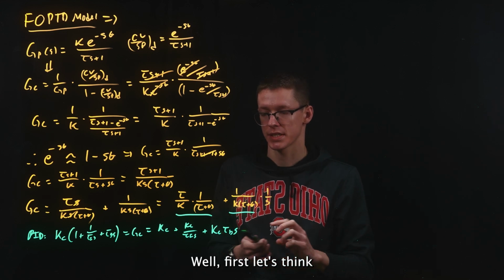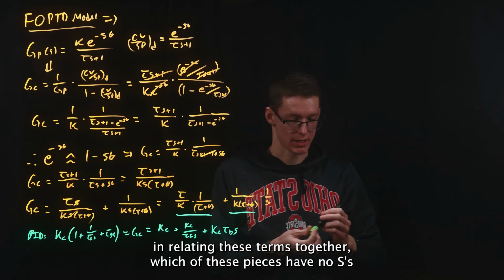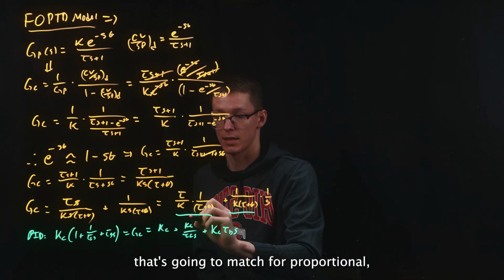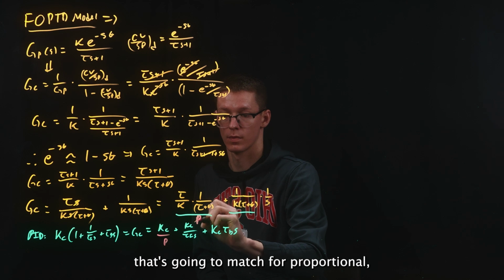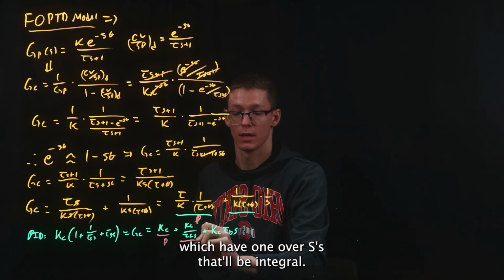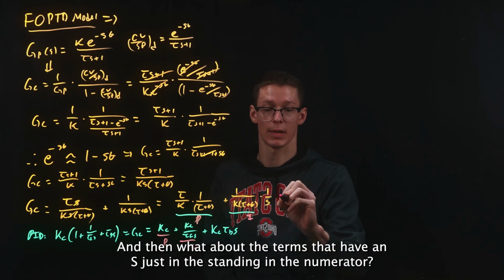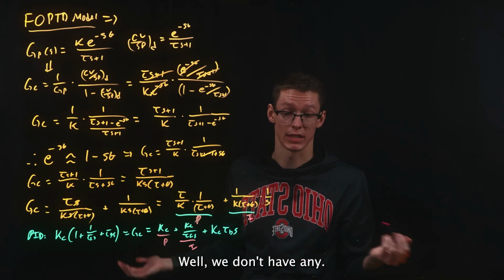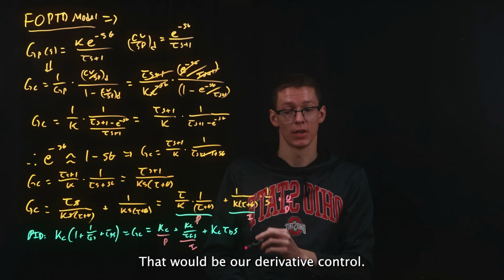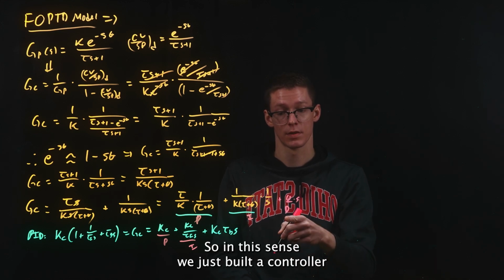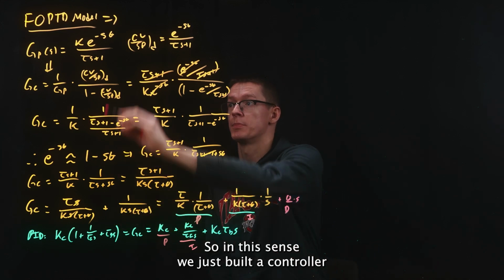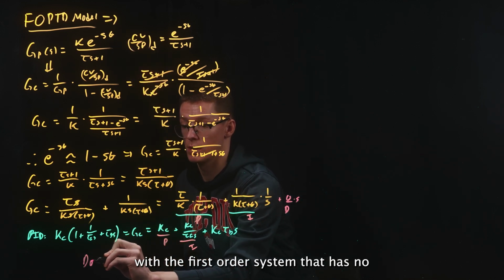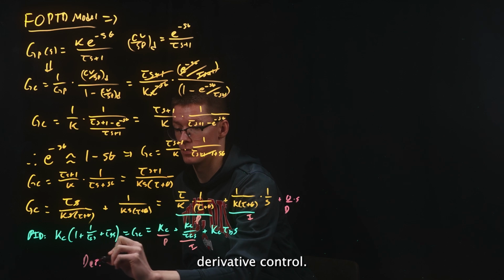Well, first, let's think. In relating these terms together, which of these pieces have no s's? That's going to match for proportional. Which have 1 over s's? That'll be integral. And then what about the terms that have an s just standing in the numerator? Well, we don't have any. That would be our derivative control. So in this sense, we just built a controller with a first order system that has no derivative control.